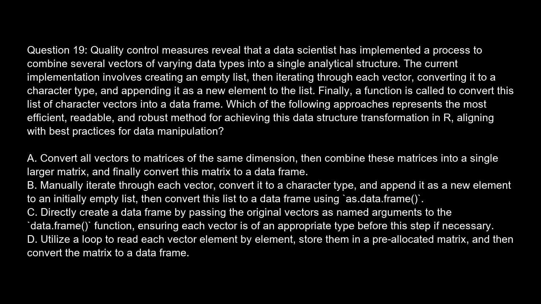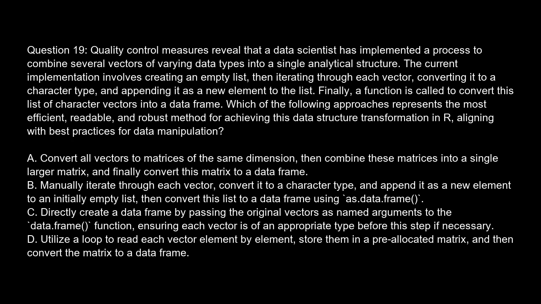Question 19. Quality control measures reveal that a data scientist has implemented a process to combine several vectors of varying data types into a single analytical structure. The current implementation involves creating an empty list, then iterating through each vector, converting it to a character type, and appending it as a new element to the list. Finally, a function is called to convert this list of character vectors into a data frame.